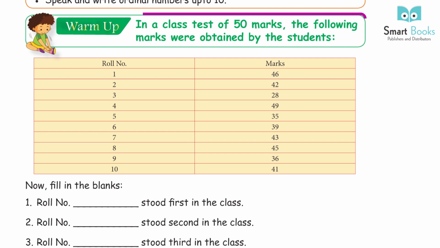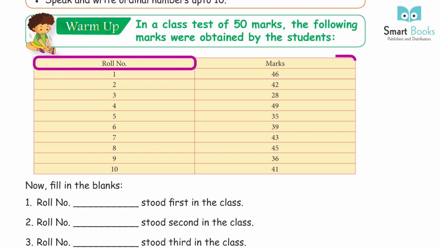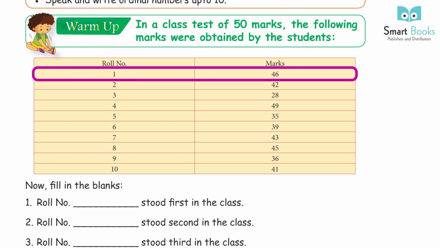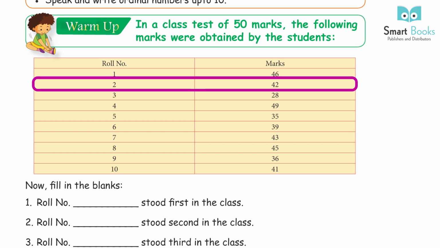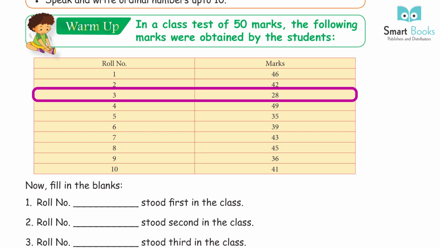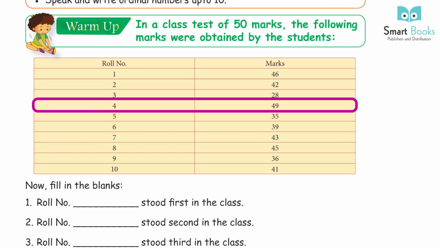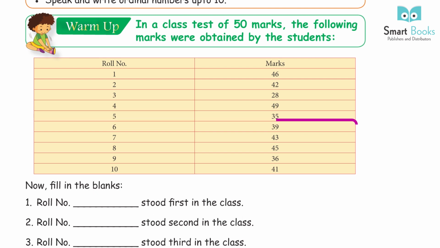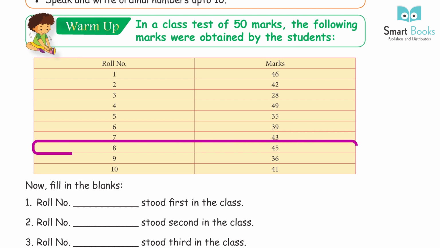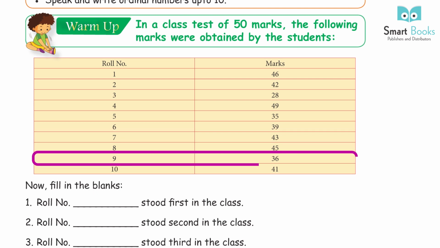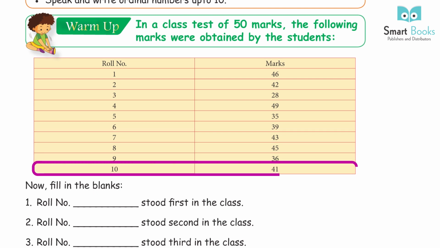Warm up. In a class test of 50 marks, the following marks were obtained by the students. Roll number, marks: 1. 46, 2. 42, 3. 28, 4. 49, 5. 35, 6. 39, 7. 43, 8. 45, 9. 36, 10. 41.